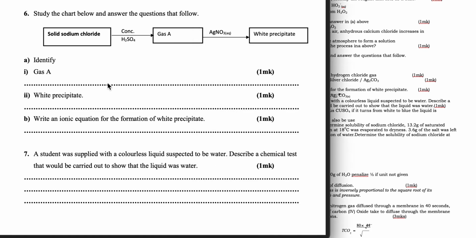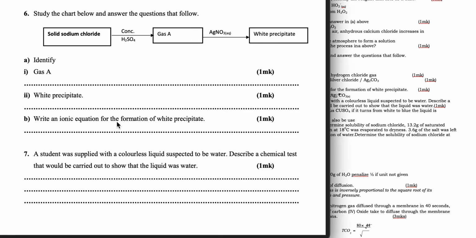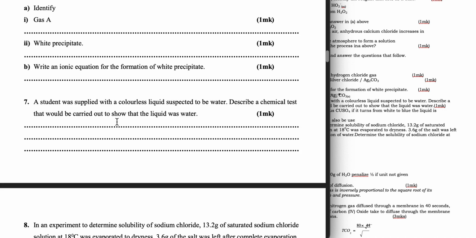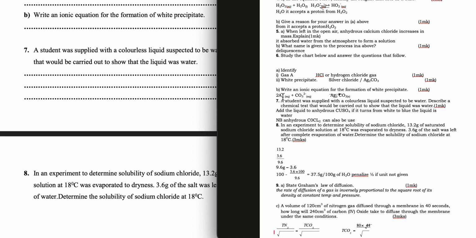White precipitate is silver chloride. Write an ionic equation for the formation of white precipitate. This is it.